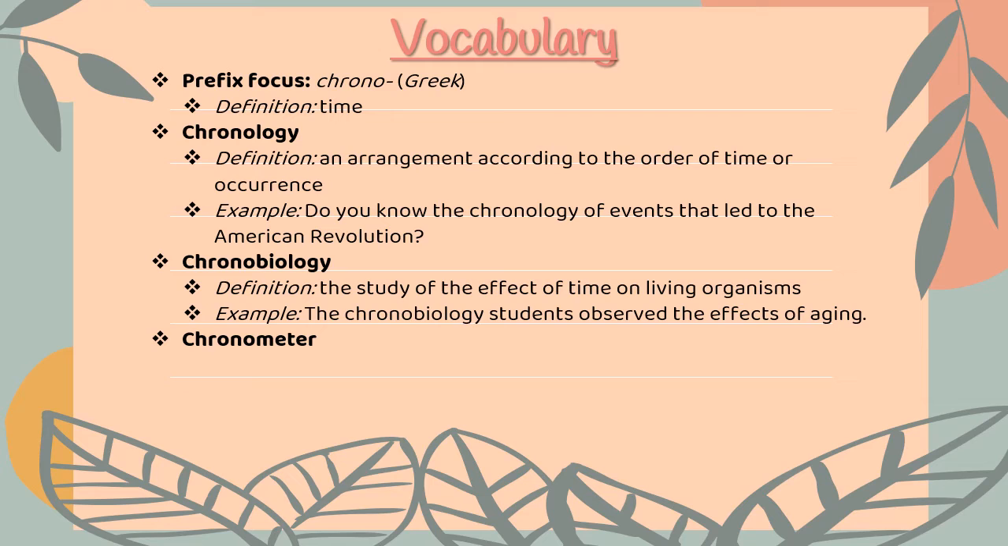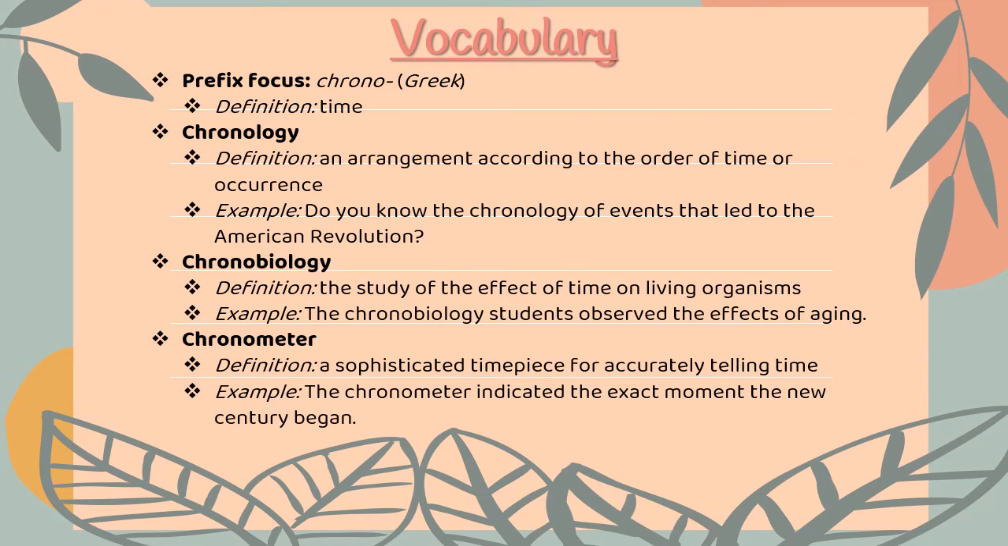Chronometer. What do you think that is? Let's see if you're right. The definition is a sophisticated timepiece for accurately telling time. So a chronometer is basically a fancy type of watch. So it's a timepiece. Your watch is not the same as a chronometer, but a chronometer tells time. It keeps time. It's very intricate.